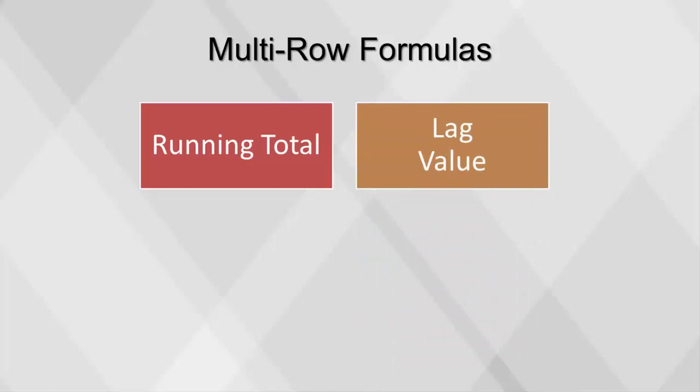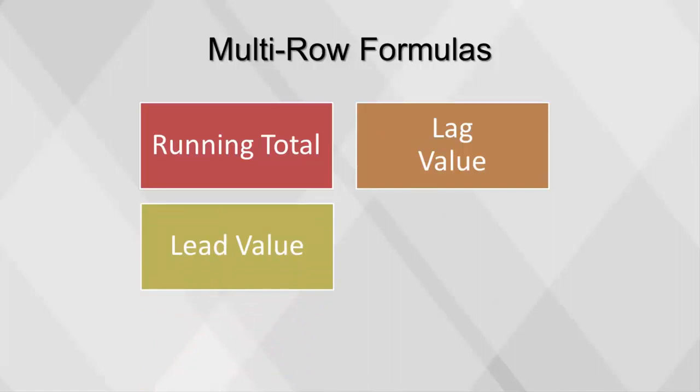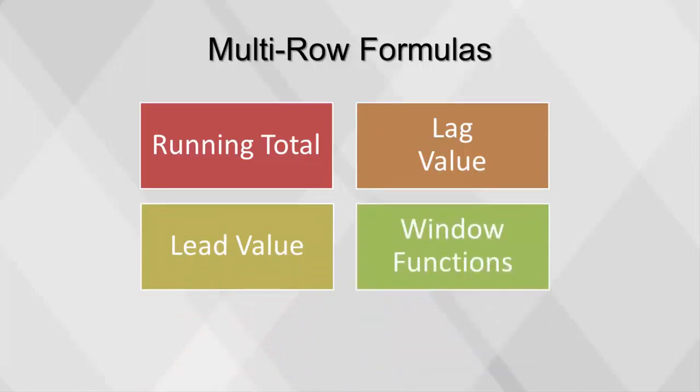A lag value looks at the data in preceding rows, while lead values look at data in subsequent rows, and is the opposite of lag. Window functions provide the ability to perform calculations like sum, average, and rank across sets of rows that are related to the current query row.